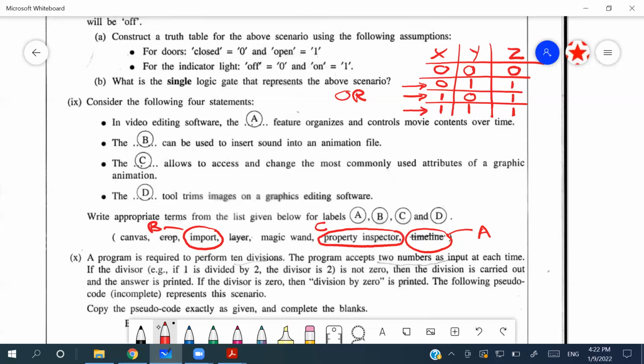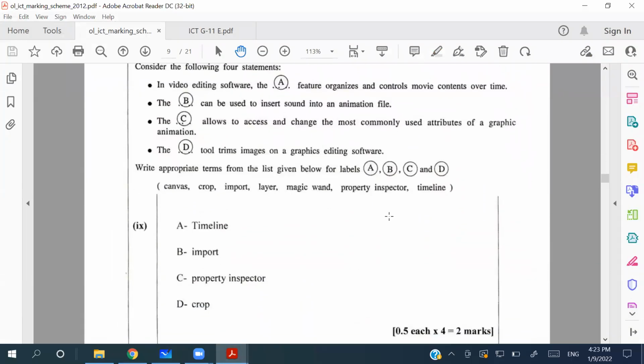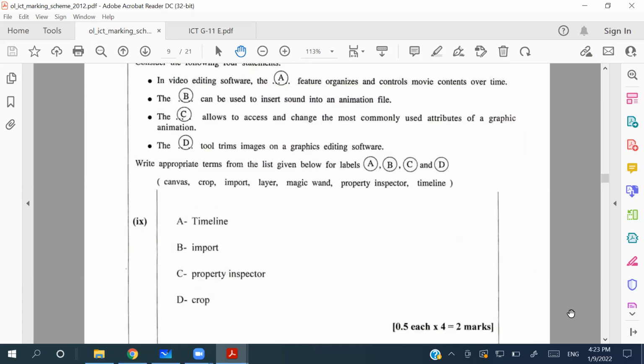And the last one, it's this tool trims an image in graphic editing software. It's definitely the crop tool that trims the image. So this is going to be D. Let's check with the marking scheme as well. So yes, A goes with timeline, B goes with import, C goes with property inspector, D goes with crop, right? So 0.5 for each part. So it's going to give you 2 marks.